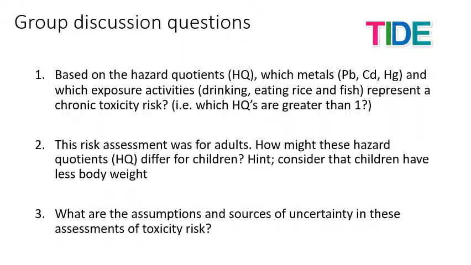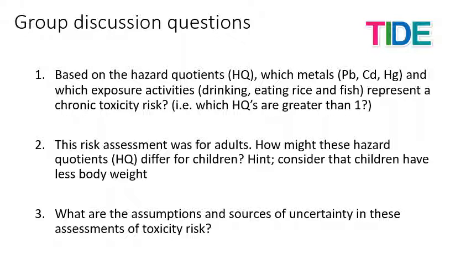You will also need to change the averaging time and exposure duration of the calculation because people are children for only a limited proportion of their total lifespan. And you may also want to change the exposure frequency depending on differences in the lifestyle habits of children in a population compared to adults. For example, children may eat rice and fish more or less frequently than adults.